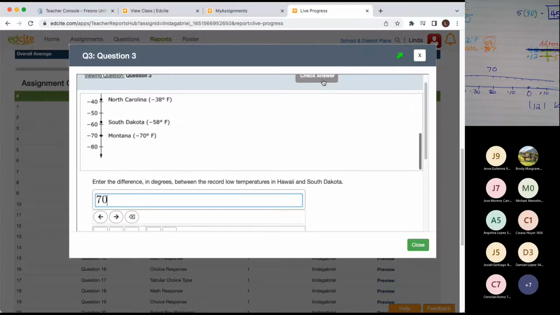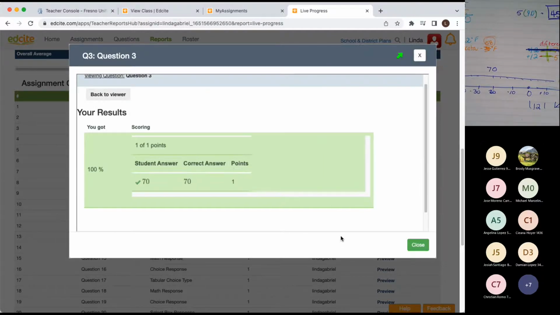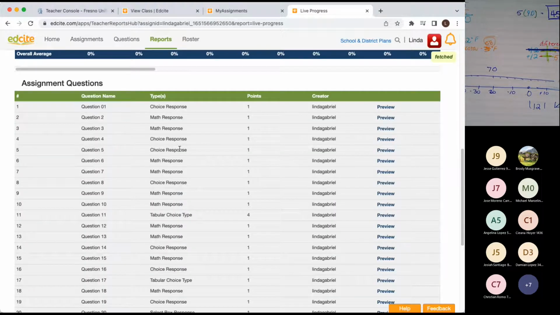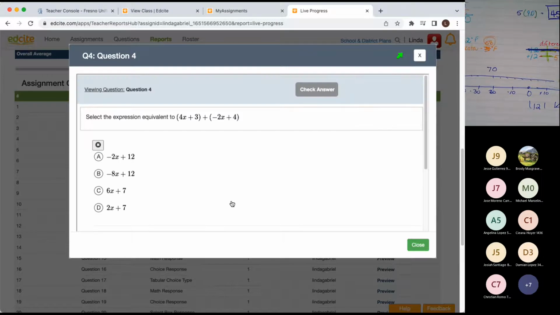Go ahead, you can put in check answer. 1 point, awesome. And now we'll go on to question number 4. Unless someone has a question on number 3. No? Okay.